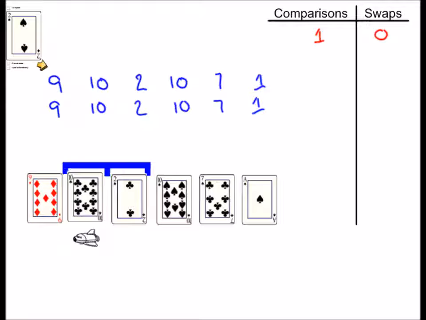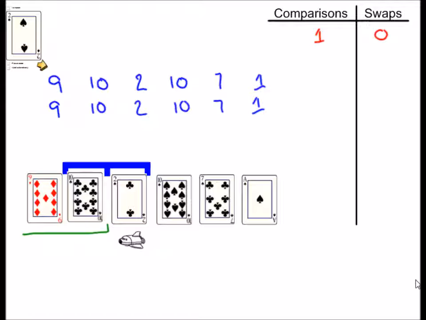Then I'm going to move on to my second pass, and I'm going to have a look at my 10 and my 2. Now what Shuttle Sort does is it gives you a sorted list to the left of where you're looking, and then it takes the card you've got and moves it to the right place in that sorted list. So we're expecting this 2 to end up at the start of our list. Let's see if that's what happens.